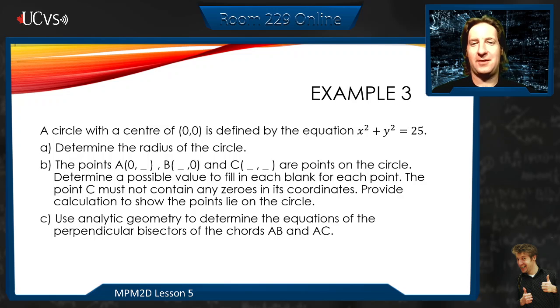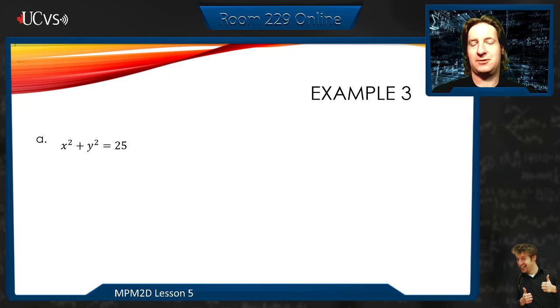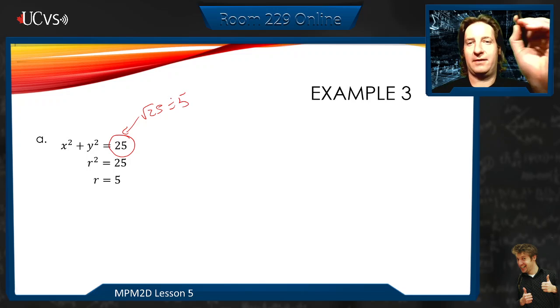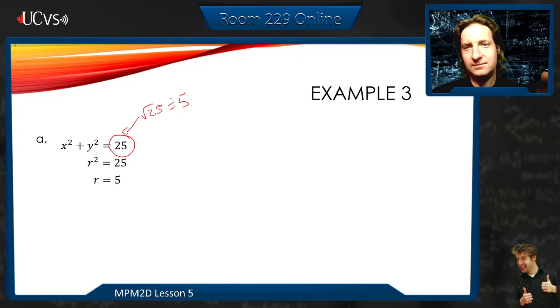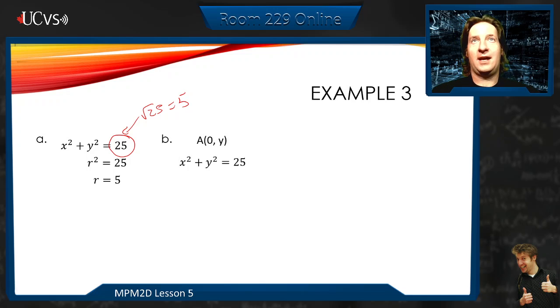All right, let's start with part A. Determine the radius. That's pretty straightforward, right? We know that r squared is 25, so r is 5. Right, we look at the equation x squared plus y squared is 25. Right away, you can say, oh, look at that. The square root of 25 equals 5, and we're done. Okay. Now, what about B?